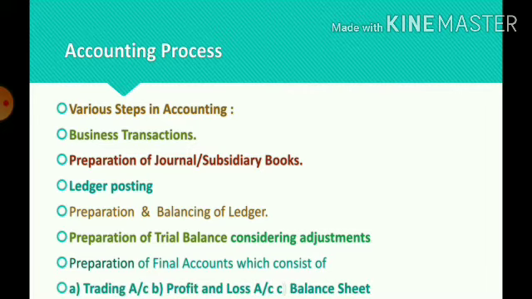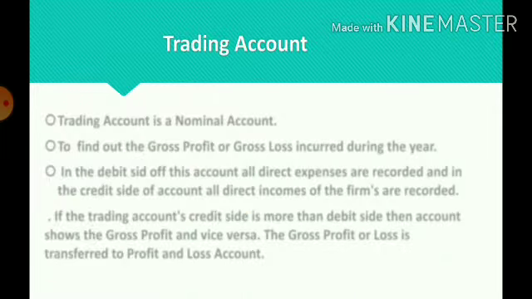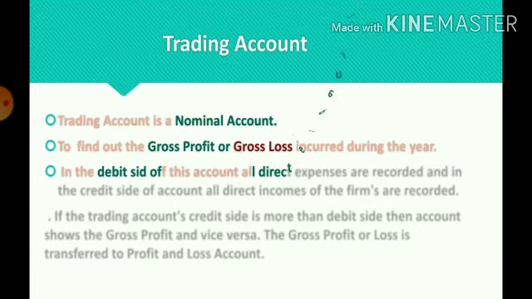Final account has three aspects, that is trading account, profit and loss account and balance sheet. Now, trading account. Trading account is a nominal account. To find out gross profit or gross loss incurred during the year, it is prepared. So when we say that it is nominal account, naturally the rule of nominal account is debit all expenses and losses and credit all incomes and gains.